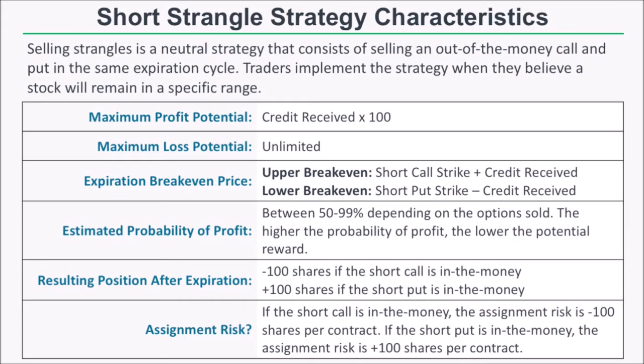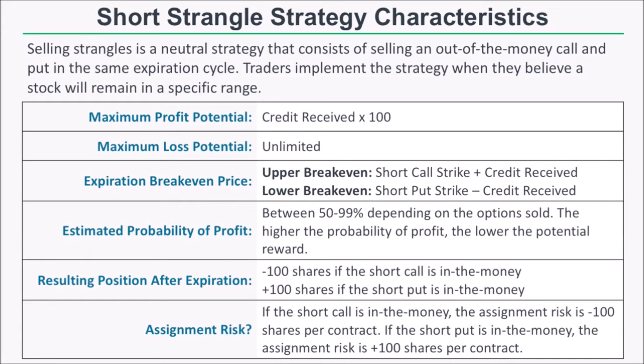Now, if the stock price is between your short strikes when the options expire, those options will be worthless, and you'll keep the entire credit that you collected when you sold the strangle. So the maximum profit potential when selling a strangle is the credit received times 100. So if you sell a strangle for a $5 credit, your maximum profit is $500.